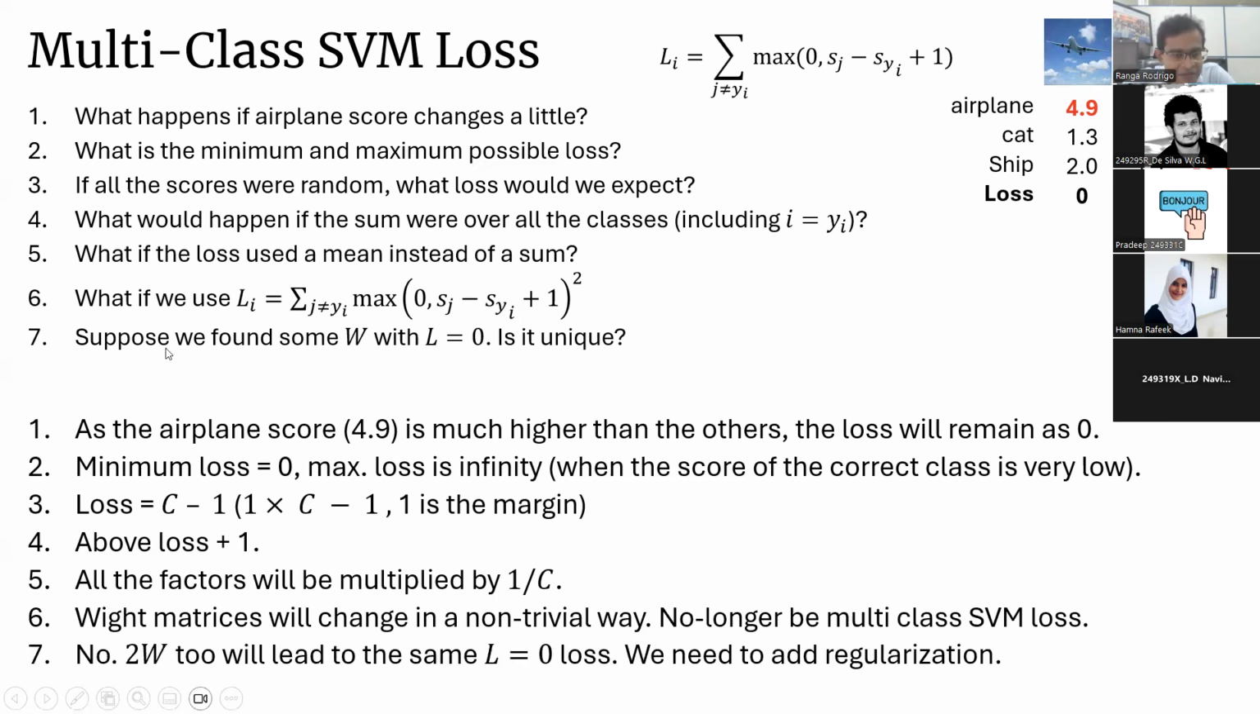Finally, suppose that we found some W with L equals 0. Is this unique? It is not unique, because 2W will also give the same loss. Because these are linear classifiers, 2W will make the scores double, but the loss will still be 0, because all Sj and Syi will be increased. That means corresponding to the 0 loss, there will be multiple Ws: W, 2W, like that. Therefore, we need to add regularization. What that means is we have to control W.